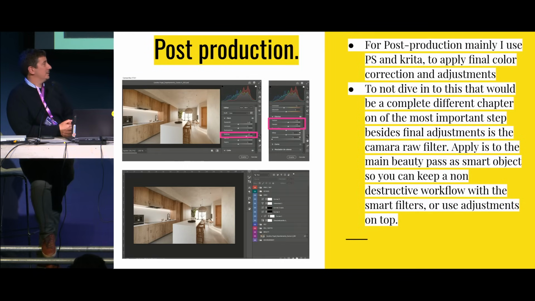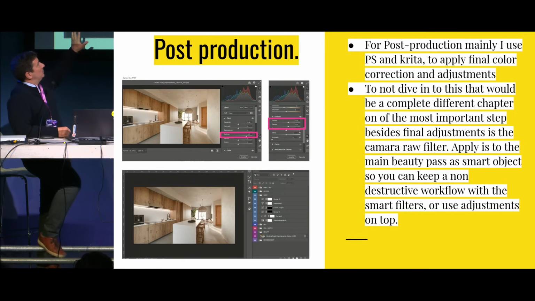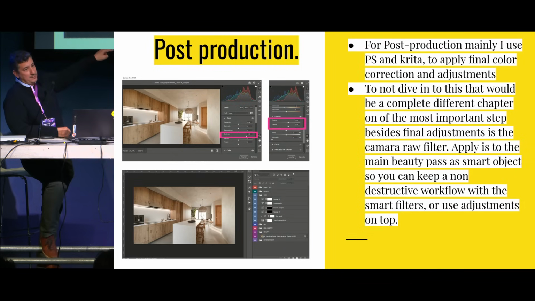The post-production, we do it in Photoshop still. We try with Krita. We are still trying to use it for this. We use Krita a lot, but more for concept, sketching and all that stuff in that part of the process. And here we can dive a lot into this post-production, but mainly I will explain that we do the Camera Raw filter. It's important to always have the beauty as a smart object here, so you can use smart filters and modify it from there, come back if you need to adjust something.